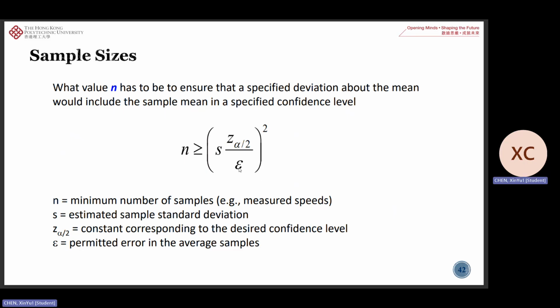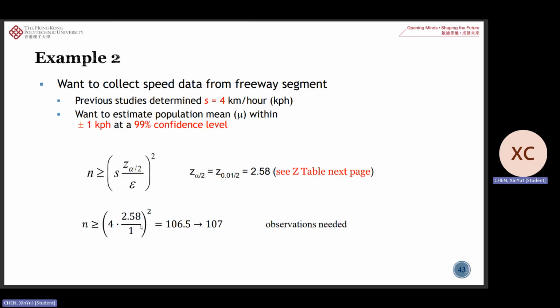So you can see the error: as the error is bigger, the size of n will be lower, right? So a bigger sample size n means a lower permitted error. So it's much better for the true information. Okay.